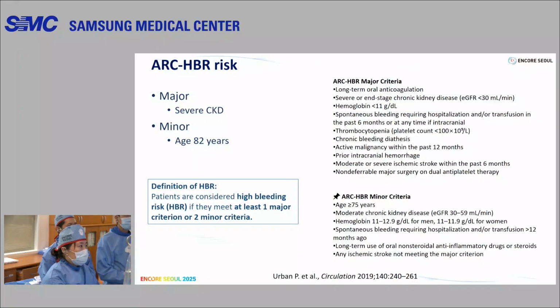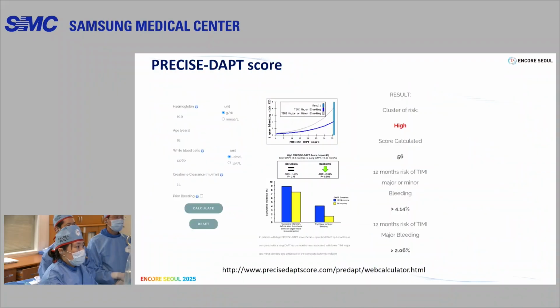Next. The patient met the high bleeding risk according to the ARC-HBR criteria. The patient had severe CKD as one major criterion, and being aged 82 years as a minor criterion. Next. The PRECISE-DAPT score of the patient is 56, indicating the high bleeding risk.